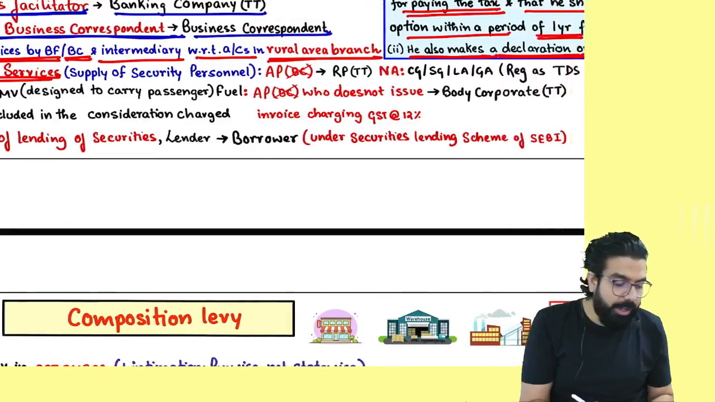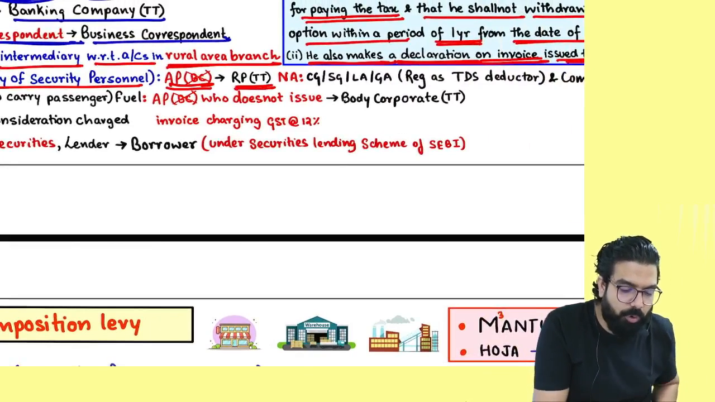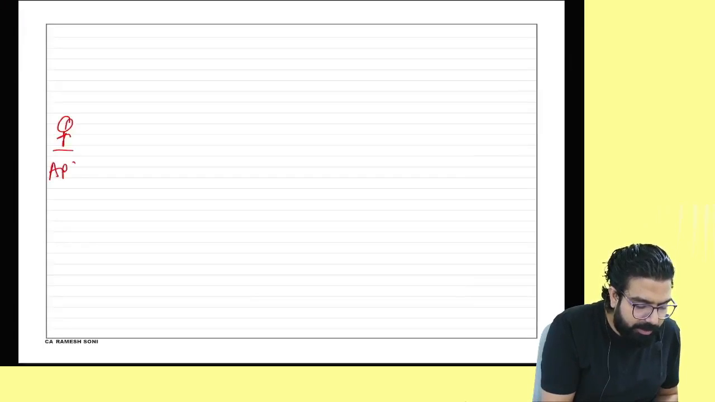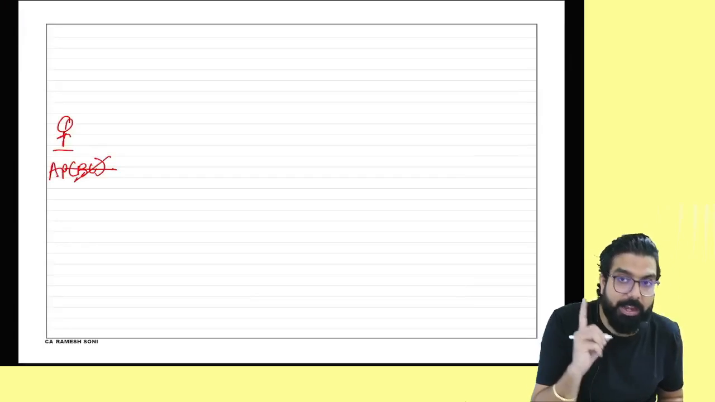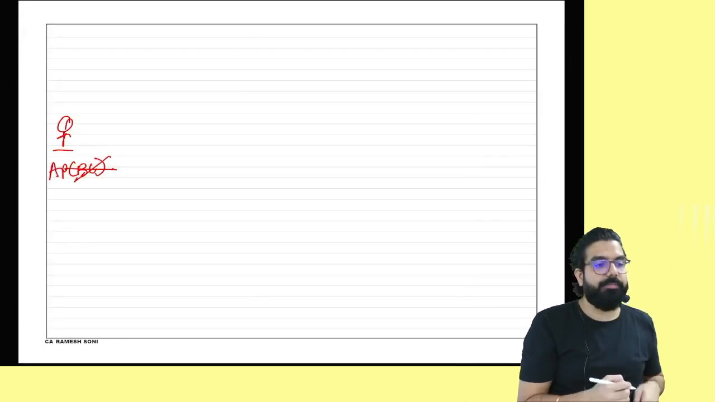Providing security guards, supplying of security personnel, by any person other than a body corporate, giving to a registered person: the registered person should pay GST under RCM. I am any person other than a body corporate, I should not be a company. If a company is giving, will it be RCM or FCM always?